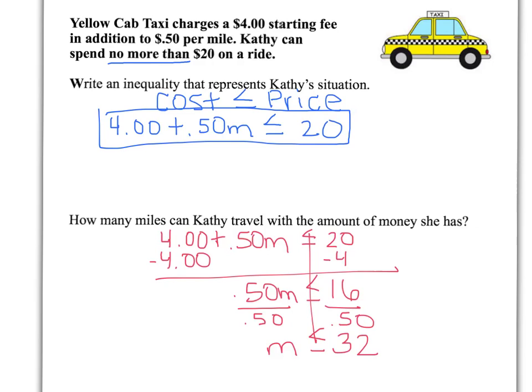So what this tells me is that she can go less than or equal to 32 miles. She could go 10 miles, she could go 20 miles, or she could go all 32 miles, and she would have enough money to travel that far. I would want to write my answer just like this, because this is showing all of the solutions. 32 miles is the most, but she could definitely go less than 32 miles.